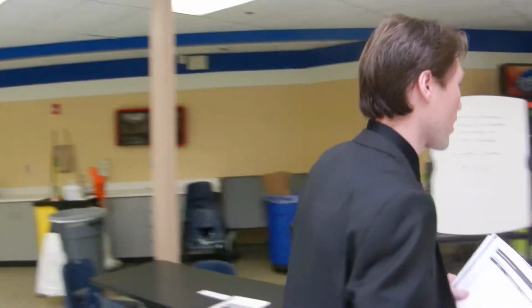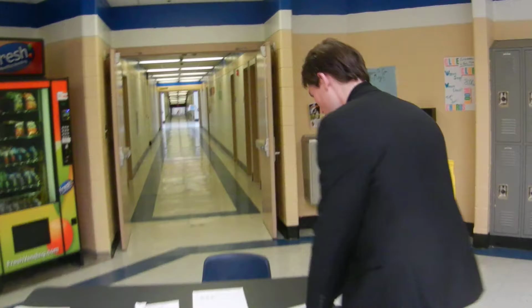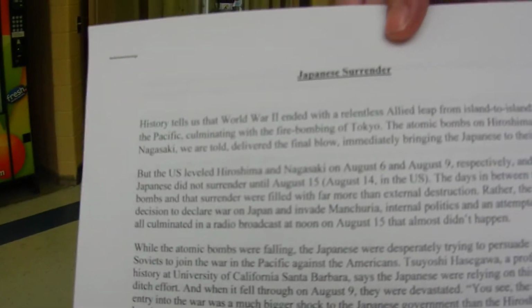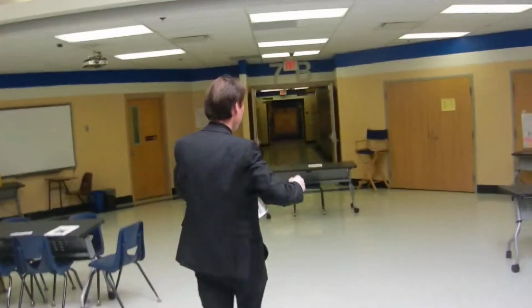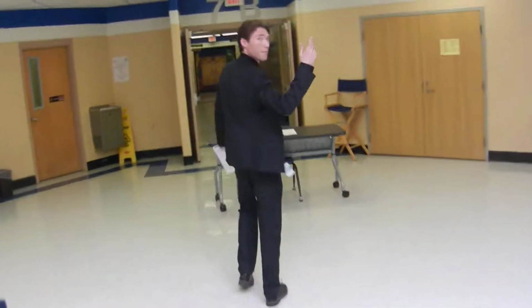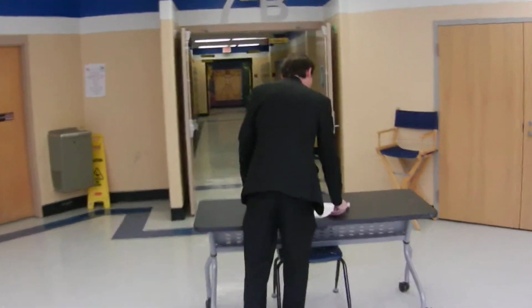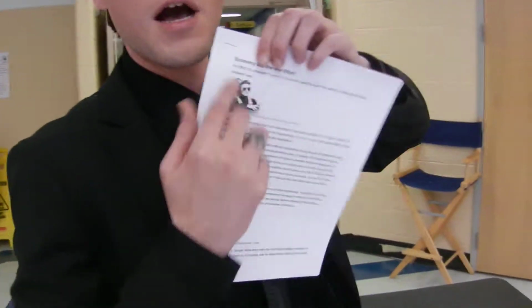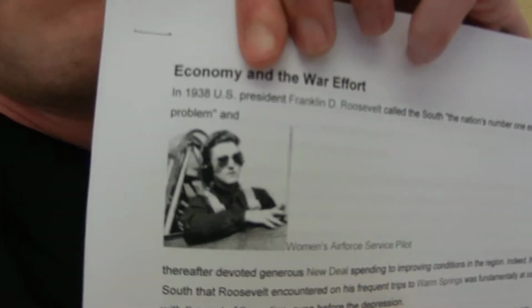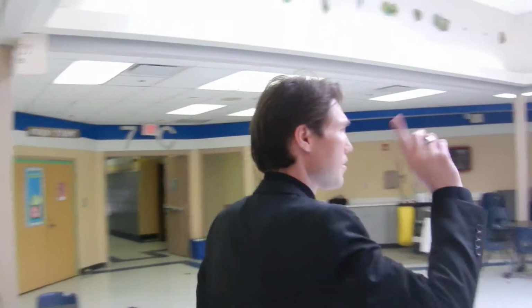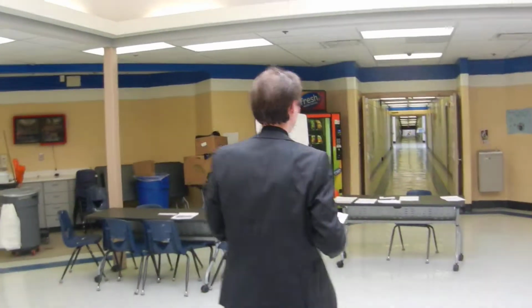So for instance, over at this table, we have a wonderful document about the Japanese surrender, Hiroshima and Nagasaki. Also a part of the standard, but also an extension. And then over here on the other side of the room, because we always want to make sure that the little ones are walking, economy and the war effort. It's going into even more specifics, not necessarily related to the standards, but it does touch on them a little bit.